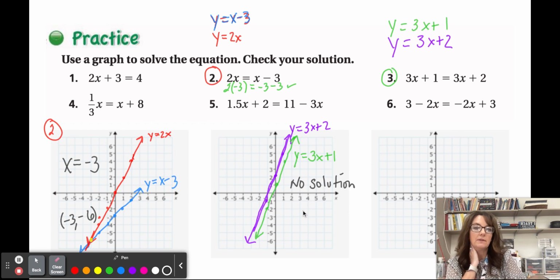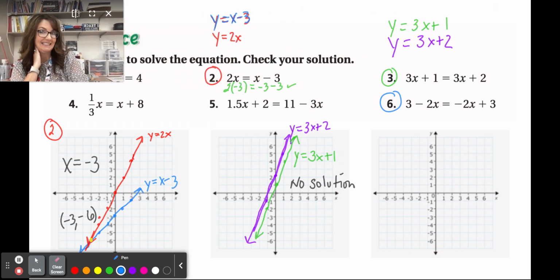They are parallel, they will never intersect. All right. Let's try one more. Number 6.